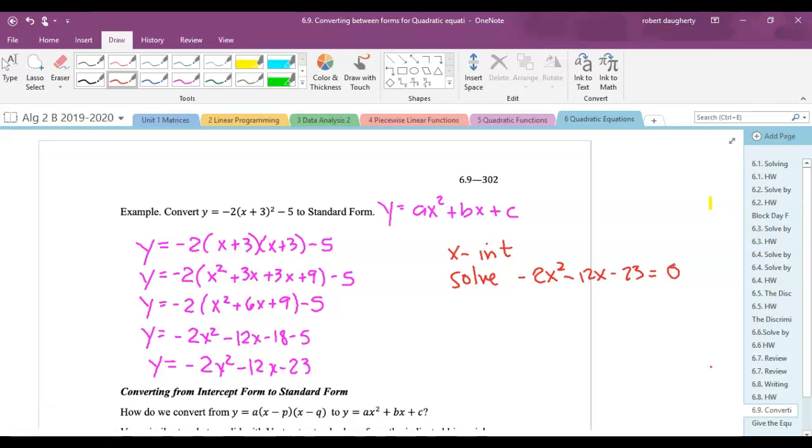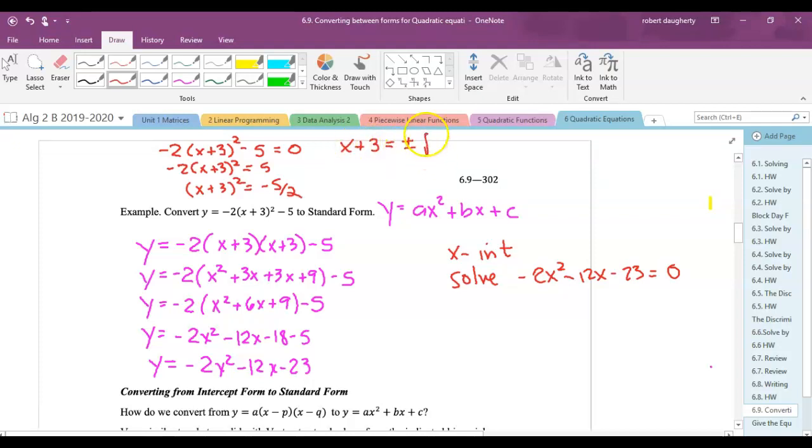Square root of both sides is the easiest thing to do here because negative 2 times x plus 3 squared minus 5 equals 0. That means negative 2 times x plus 3 squared equals 5. X plus 3 squared equals negative 5 halves. Now I do what to both sides? Square root. So I get x plus 3 equals plus or minus square root of negative 5 halves.